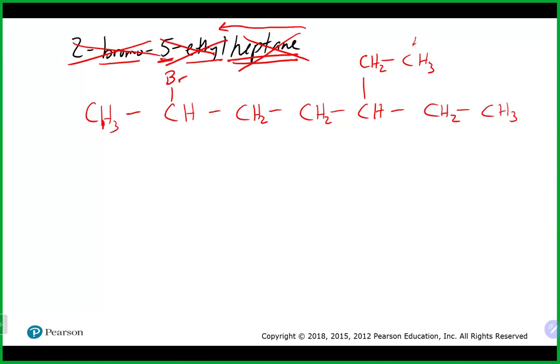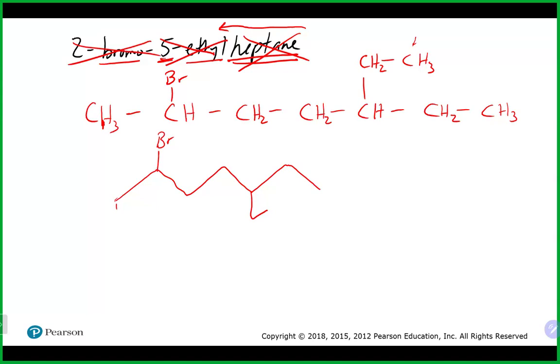Now, if I wanted to draw the line structure, you would do really the same thing. You would start with just 7 zigzags, right? So you would go 1, 2, 3, 4, 5, 6, 7. And we would do the same thing. I would call this perhaps carbon number 1. So for me, at carbon number 5, 1, 2, 3, 4, 5, I have my ethyl group. And at carbon number 2, I have a bromine, which I do need to write Br because it's not a methyl, right? So if I left that blank, it would be a methyl group. So we do have to put the Br in there. And now I just drew it in line structure, right?